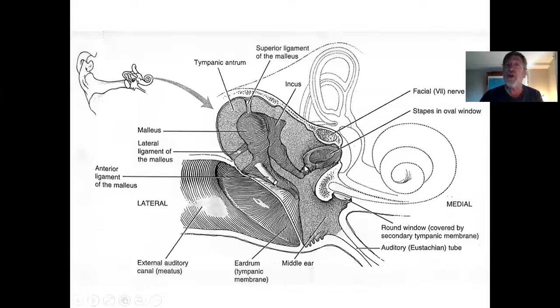They sometimes call this the ossicular chain. The ossicular chain. Ossicles is the word for bone. The ossicular chain of the middle ear: malleus, incus, stapes, and the eardrum is also stuck on to the manubrium of the malleus. You'd have to tear it off. Okay, it's stuck on there.